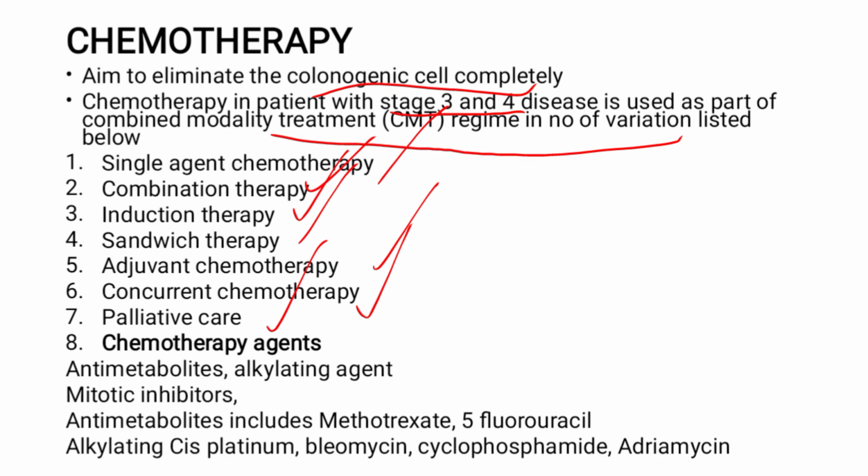They work against the metabolites, or you give mitotic inhibitors. We will study it. Then in antimetabolites we have some drugs. Which drugs are very important? Which drugs are present in antimetabolites? Methotrexate, an anti-cancer drug, and 5-fluorouracil is also an anti-cancer drug. Alkylating agents are cisplatin, bleomycin, which we also studied for leukoplakia, and cyclophosphamide is an anti-cancer drug, and also adriamycin we give to the patient. Okay.